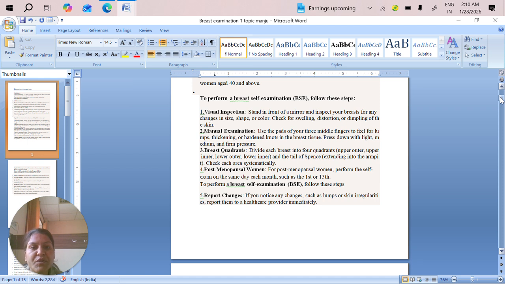Manual examination: use the pads of your three middle fingers to feel for lumps, thickening, and hardened knots in the breast tissue. Press down with light, medium, and firm pressure.